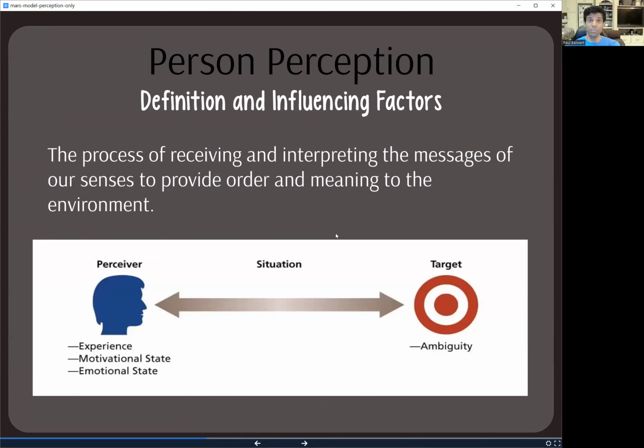So, person perception. Why is my camera so bright? Person perception is the process of receiving and interpreting the messages of our senses, which we just spoke about, to provide order and meaning to the environment. That's what we talk about with general perception. But with person perception, we're interpreting messages from someone else to try to provide order and meaning in our understanding of that other person or persons. Okay?